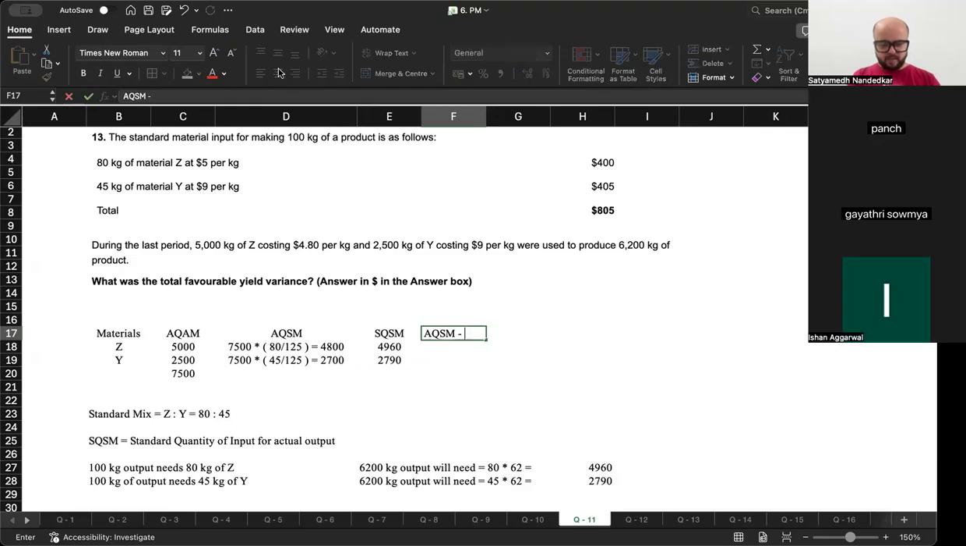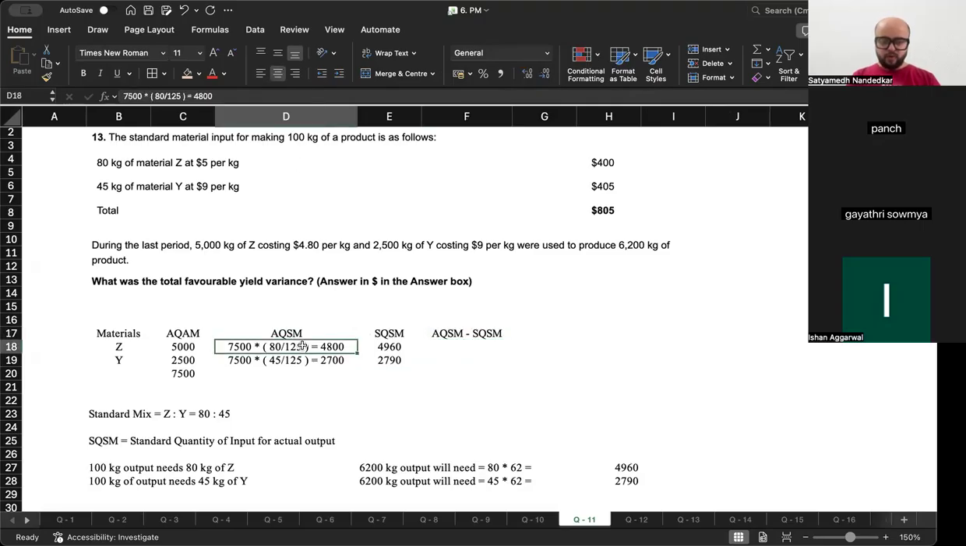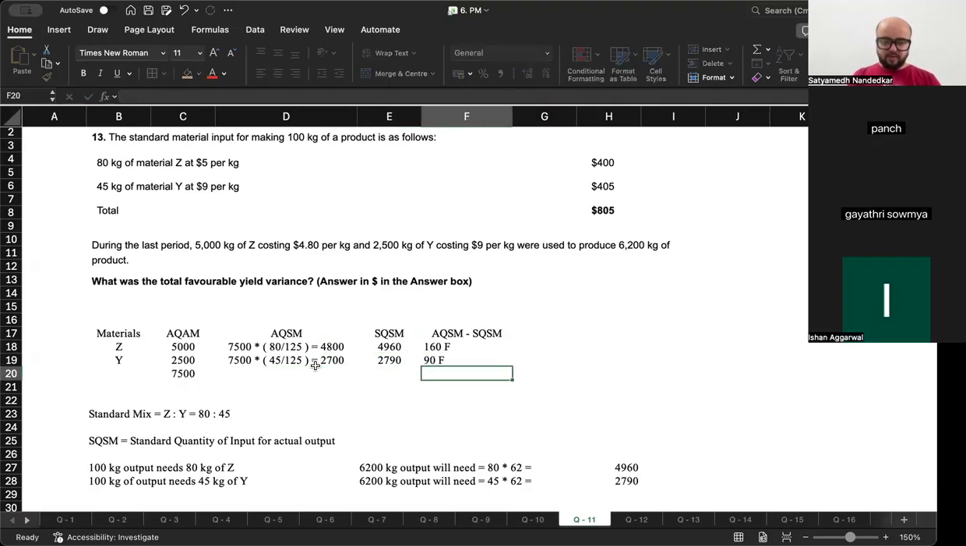AQSM minus SQSM. As per the ideal recipe for 6200 kg of output, you should have used 4960 kg of input, but you used 4800, you used less. So this is 160 favorable. You were supposed to use 2790, you ended up using 2700. This is 90 favorable.